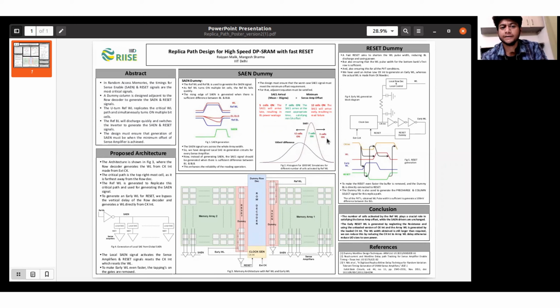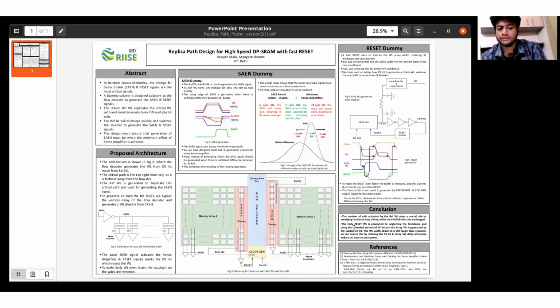By reducing the wordline pulse width, we can aim for fast reset. The pulse width of the wordline should be sufficient for bottom-most first row. For this, we have used an active low clock to generate an early wordline, whereas the actual wordline is made from the clock row decoder. To make it even faster, the buffer has been removed and the dummy wordline is directly connected to the reset.